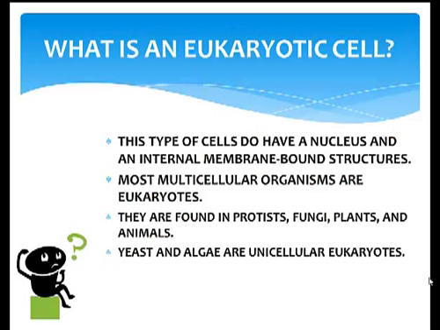Next, let's talk about the eukaryotic cell. Well, what is a eukaryotic cell? This is a type of cell that does have a nucleus and internal membrane-bound structures. Most multicellular organisms are eukaryotes, and they are found in protists, fungi, plants, and animals. Now, yeast and algae are unicellular eukaryotes.